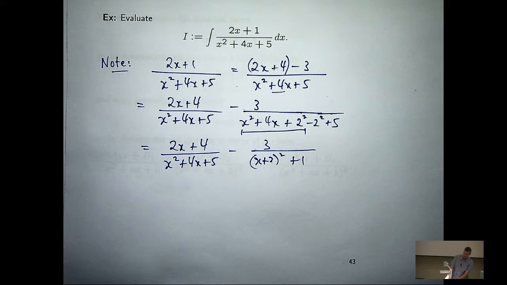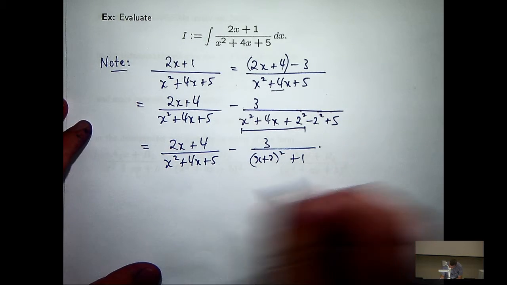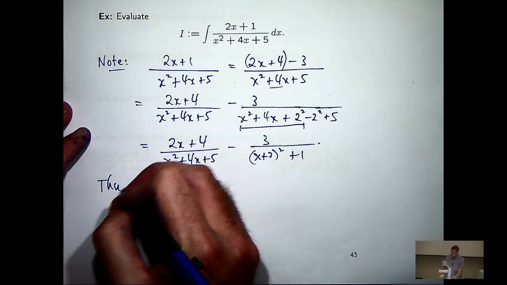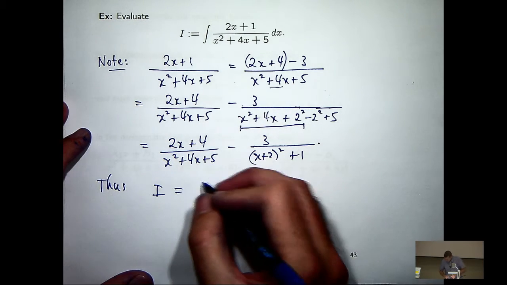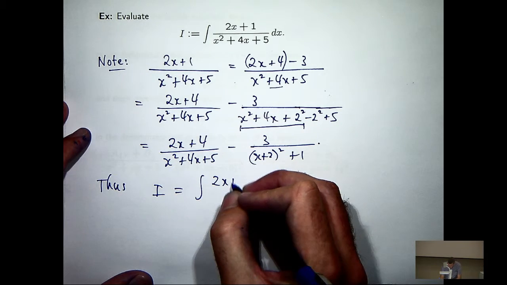Okay, so now we can integrate both of those terms. The first term is going to have an integral involving a logarithm. The second term is going to have an integral involving inverse tan. So the integral is going to be something like this.